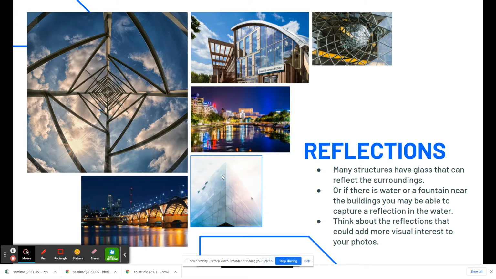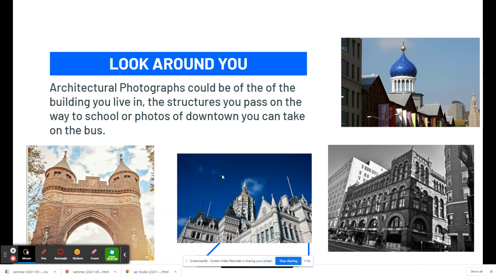So you can have still architecture with a little bit of a reflection with nature, okay? Again, always the building for this one should be the focus. So make sure it's not just nature focused.